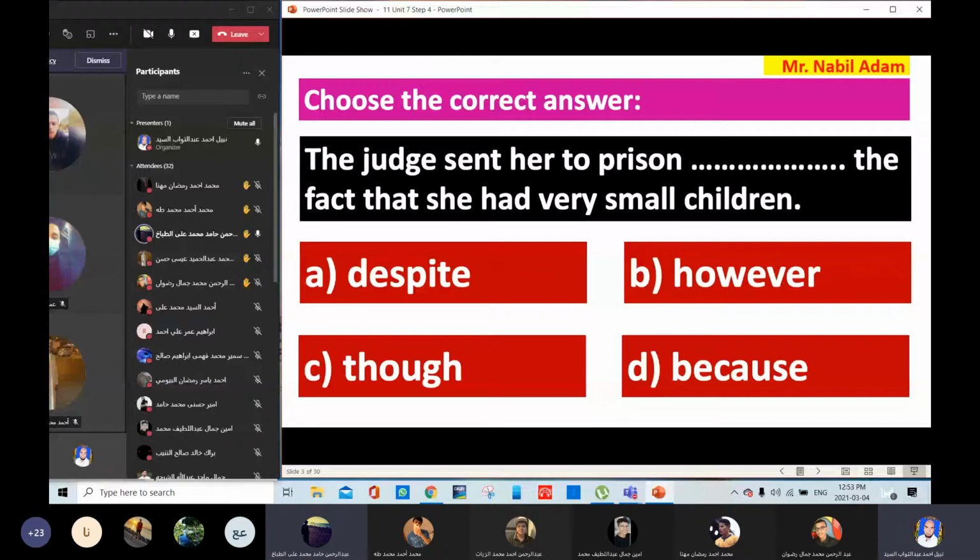The judge sent her to prison, the fact is that she had very small children. However, no, let's see. Muhammad Ahmad Ramadan. Though, yes. Amin Jamal. I say despite. Despite. Very good. The judge sent her to prison despite the fact that she had very small children.